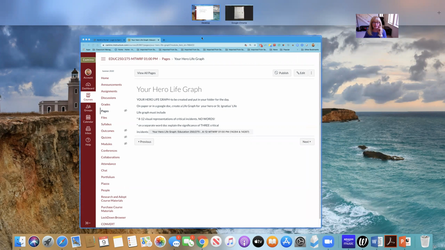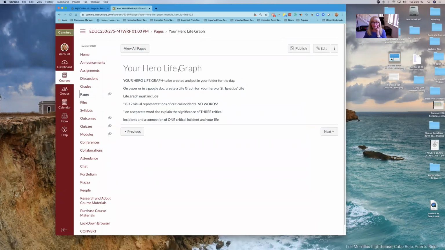All right. So that will be your hero life graph. Okay. So you'll draw your life graph about your hero, those 8 to 12 pictographs, explain 3 of them, and then explain a connection with 1 in words, okay? Unless you want to do a little video, which is fine too. So that's it. And you're uploading that hero life graph in your day 3 folder.